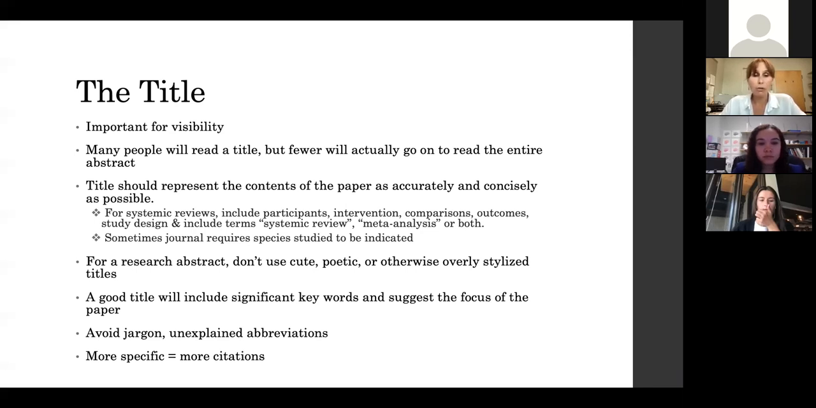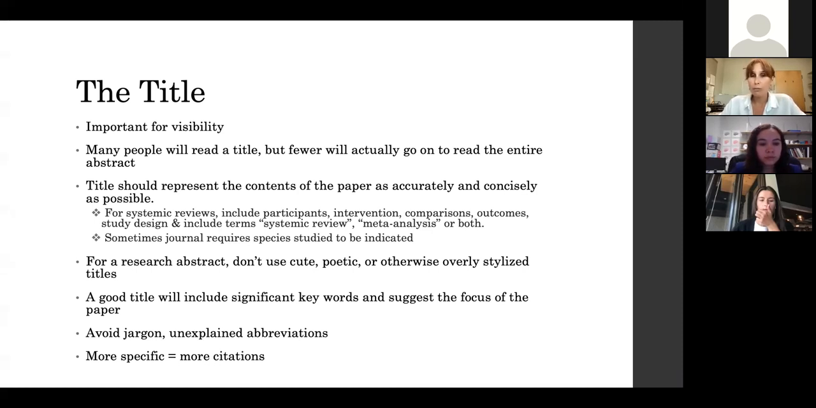For systematic reviews, you should include the participants, intervention, comparisons, outcomes, study design, and include the terms systematic review, meta-analysis, or both. Sometimes for basic science research, journals will require you to indicate the species studied.